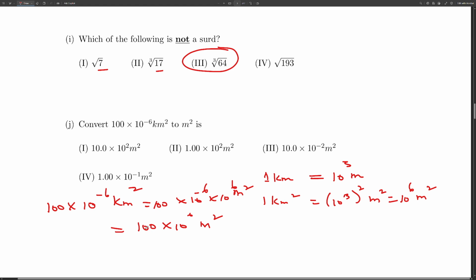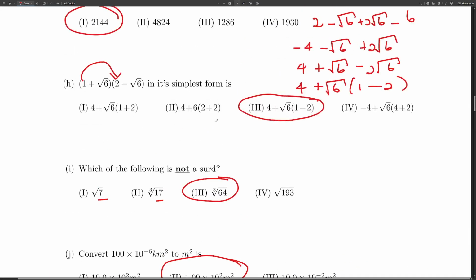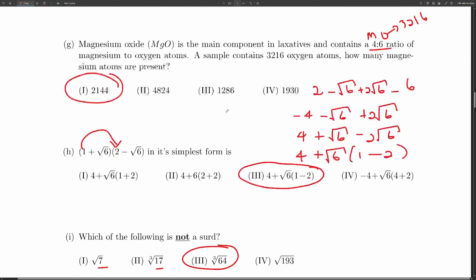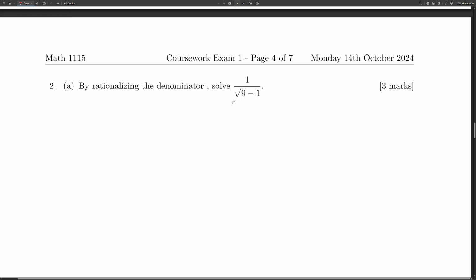So let's move the point that's here. Let's move it 1 place, 2 places, and put it here. So it'll become 1.00 by 10 to the power of 2 meters squared. Any of these other options, this is 10, so they didn't move the point enough places. This one here, 1.00 by 10 to the 2 meters squared. Okay, so it's option 2. Right, so this was the MCQ part. So not that bad. So let's look at the structured questions now.